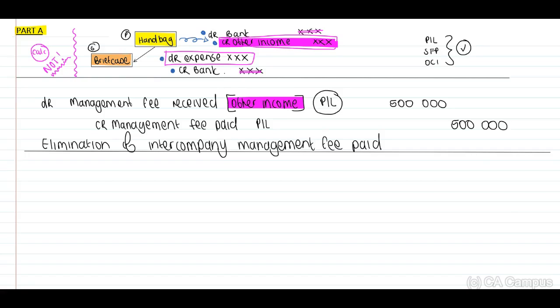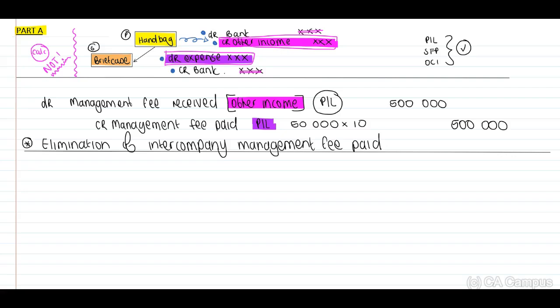Okay? Credit your management fee paid. This is in terms of the debit leg included in Handbag Limited. Again, your profit and loss. And indicate that this will be the 50,000 that they've provided to us times 10. Then we need to remember we have to include narrations. This is an explanation of your journal. Elimination of intercompany management fee paid.